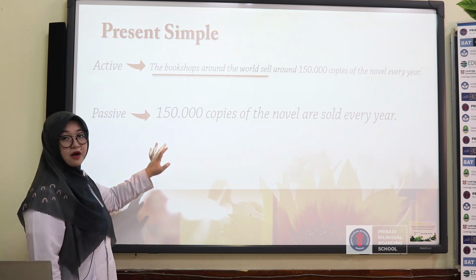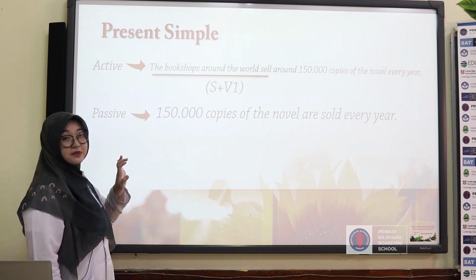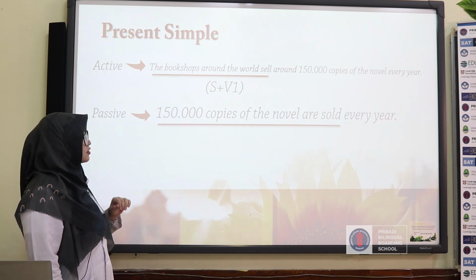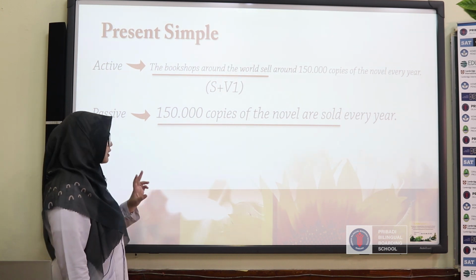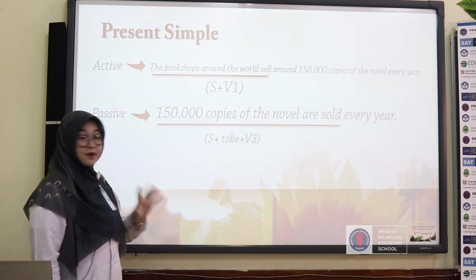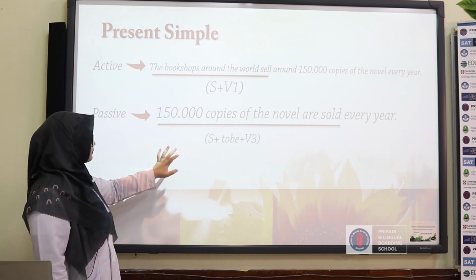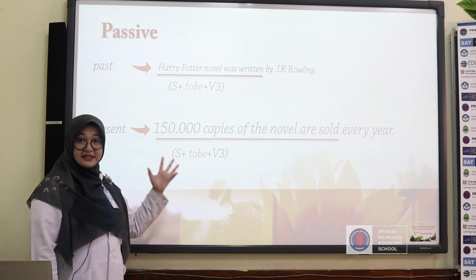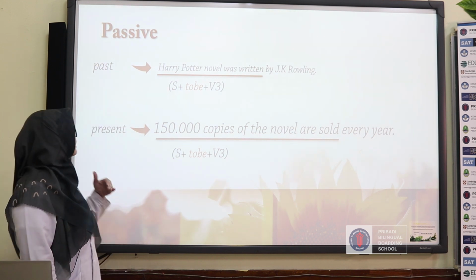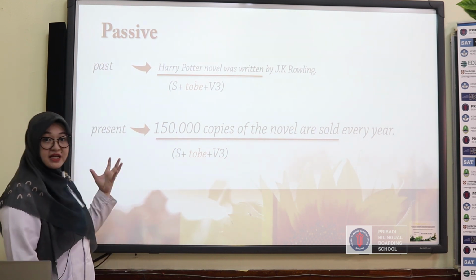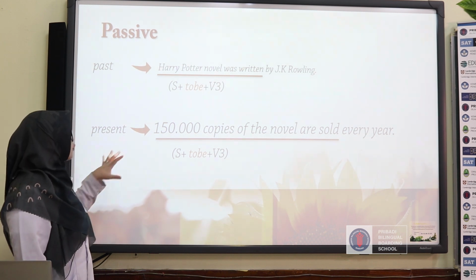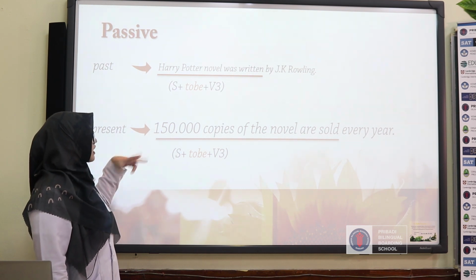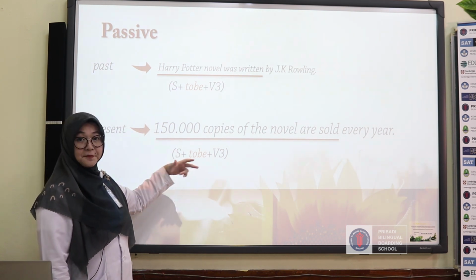And then now let's take a look at the verb. The bookshops around the world sell. It's subject plus verb 1. And 150,000 copies of the novel are sold. It's subject, to be, plus past participle. Okay, so in the passive sentences, past and present, we see that they have a similar pattern, okay? Subject, to be, plus past participle.